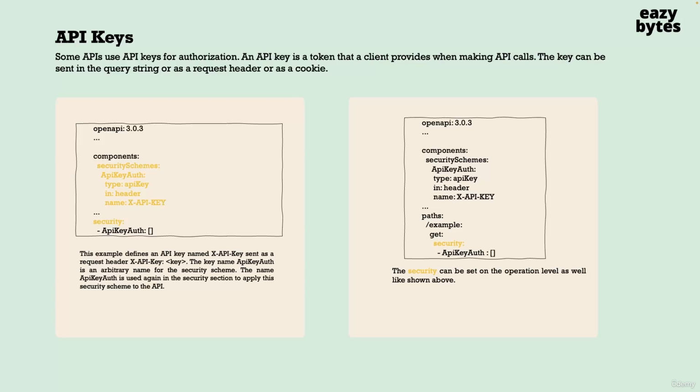Like we can refer this security scheme inside our security with the help of hyphen and the security scheme name followed by empty square brackets, because even API keys also do not support the scope. So scopes are only for the OAuth 2 and OpenID frameworks. So this is how we can describe API key security inside our OpenAPI specification.